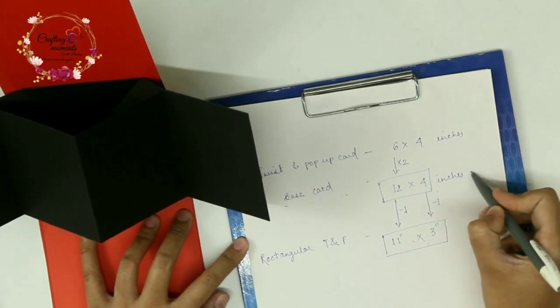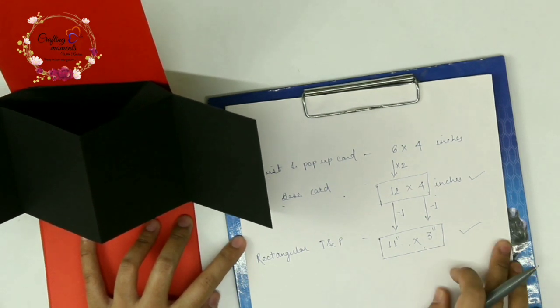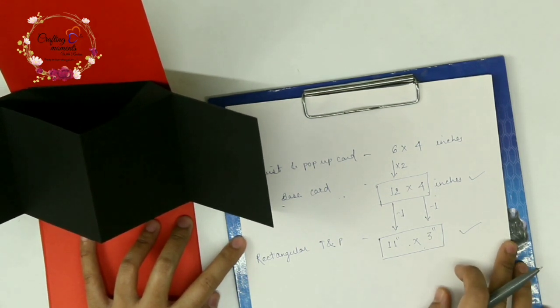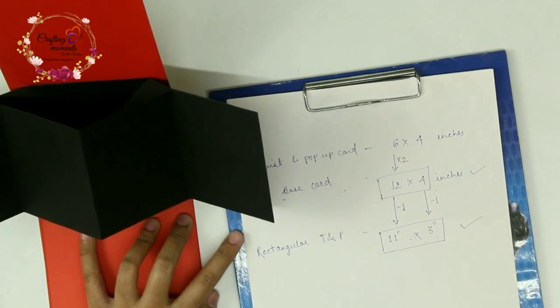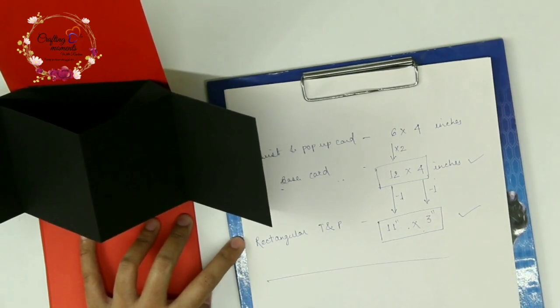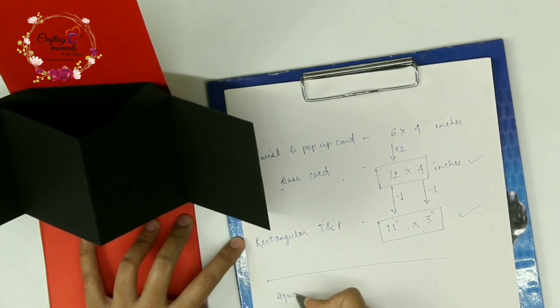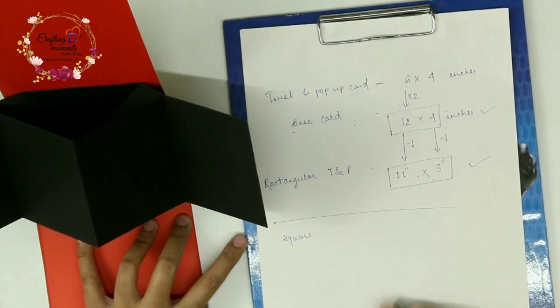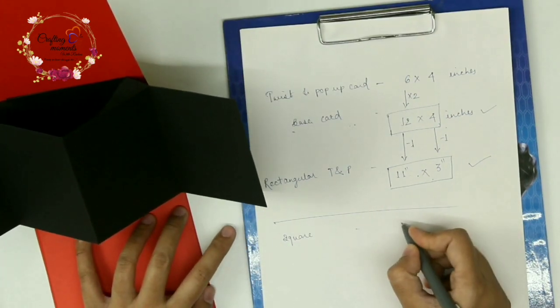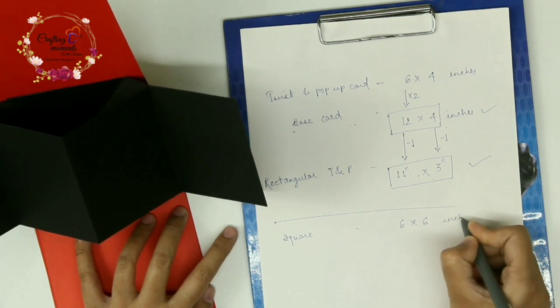So only these two measurements will help us make the twist and pop-up card, and that too very easily. I will show you after some time how to make this. So this was for the rectangular twist and pop-up card, but if we want to make the square twist and pop-up card, then suppose I want to make a card of size 6 by 6 inches.